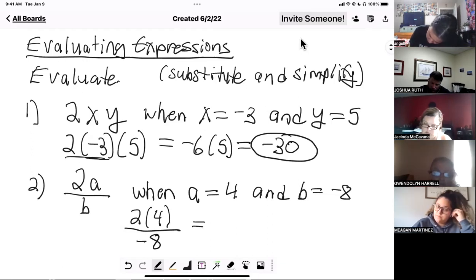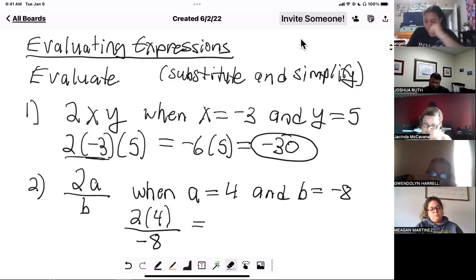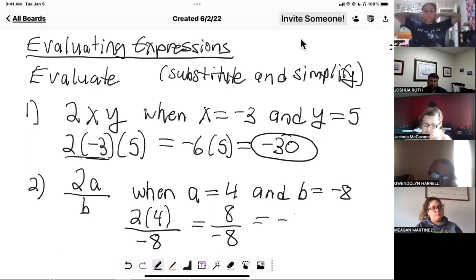When you have a fraction, you always simplify the top and simplify the bottom separately and then divide. So 2 times 4 is 8 for my numerator, -8 is my denominator, and if I divide them, I have -1.